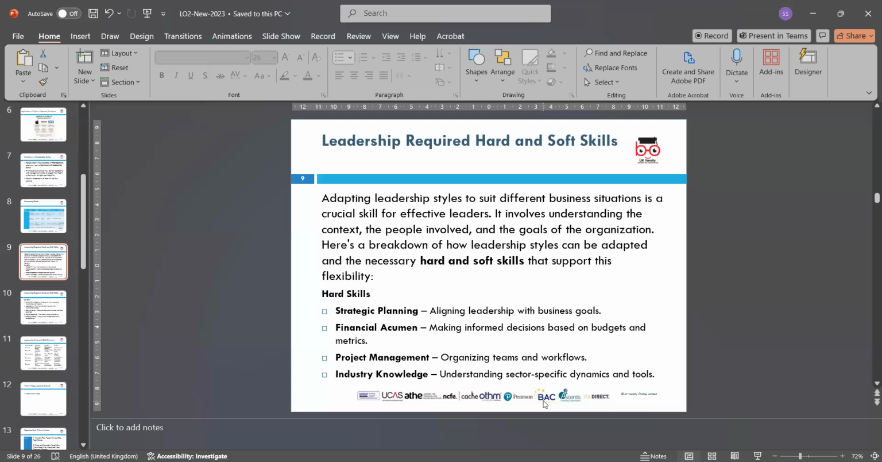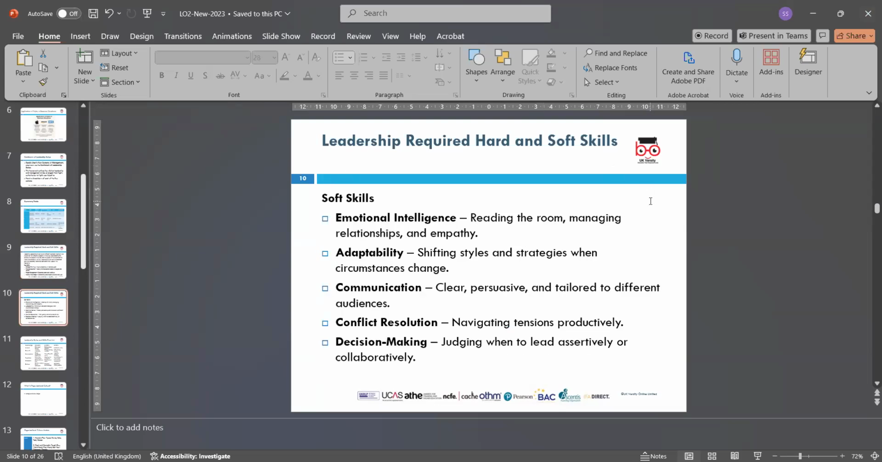For leadership style, you need hard skills: strategic planning, where you are aligning leadership with the business goal; financial acumen, making informed decisions based on the budget and metrics or standards, or key performance indicators. Then project management, you need the skills to manage the teams and manage the workflows to get the work done in a timely manner. Then you should have sound industry knowledge, so you can understand the specific dynamics and tools to make strategic decisions well in advance.